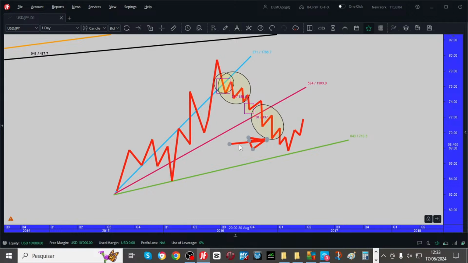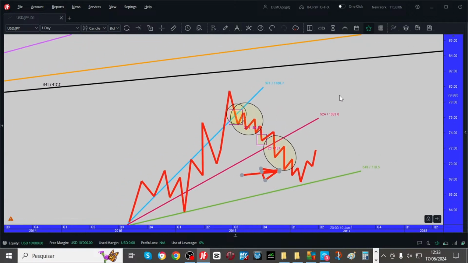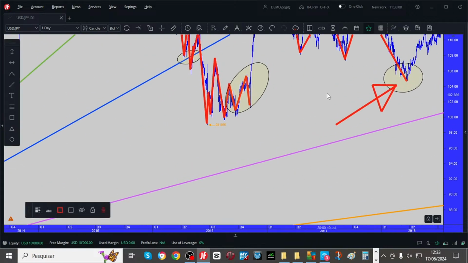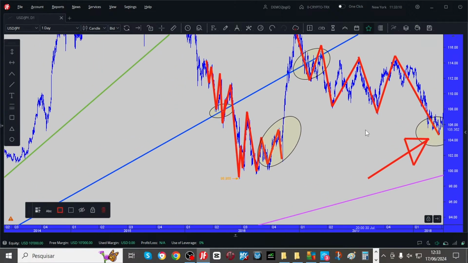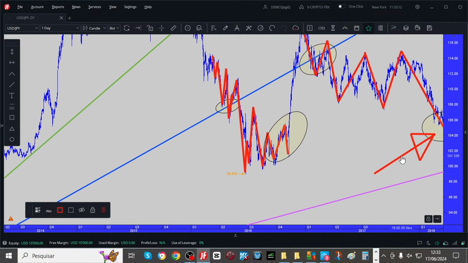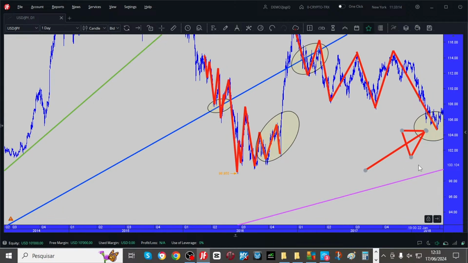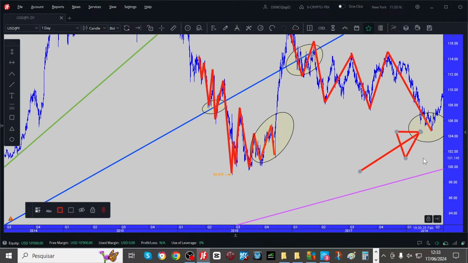Does this make sense? So what would you tell your trader here? Would you sell, buy, whatever?